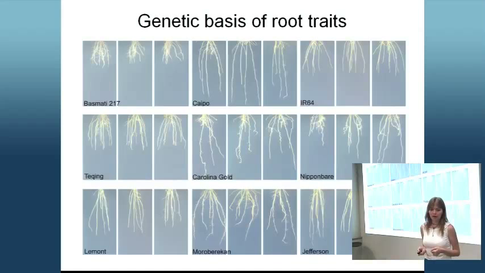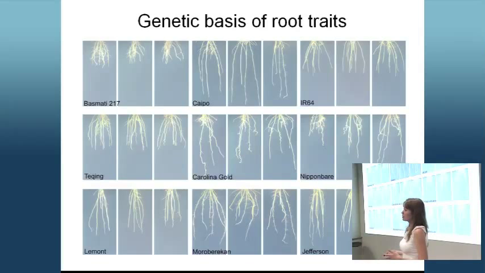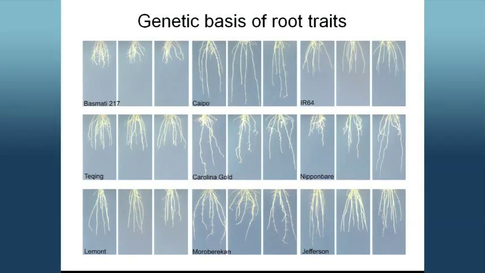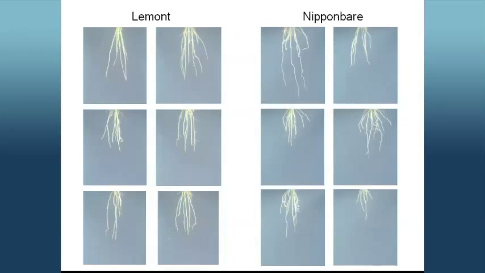My colleagues at Duke University grow rice plants in a transparent gel, and they observe the growth through 14 days. They also grow rice of different varieties. Here you can see 9 different varieties on the 14th day after growth, so the root architecture becomes very complex. Some of the varieties have very different root architectures, whereas other varieties like Lemon and Nipponbare have very similar root architecture.